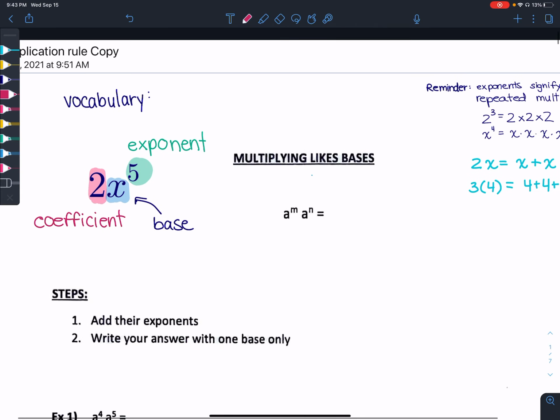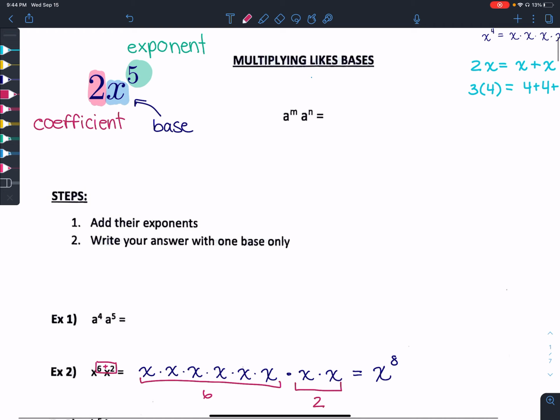Okay, so what our general rule is: here we have a to the power of m and a to the power of n. These two things are being multiplied. So if you want to be a little bit more specific with your notes, you could also put a little dot there to remind you that it's a multiplication. The most important thing here to recognize is that the bases match.